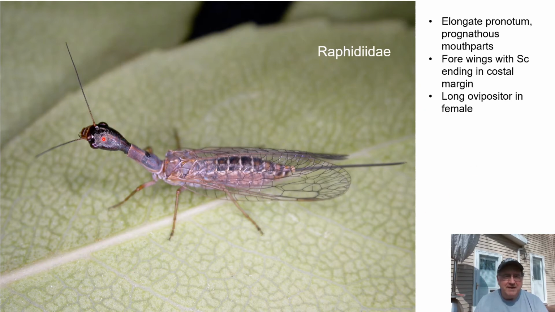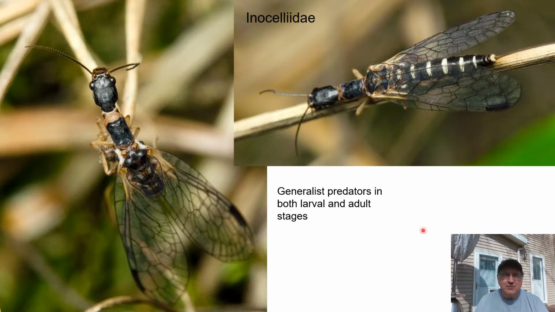The Raphidiidae are characterized by the adults having ocelli, but that is not true in the Inocelliidae, as the name implies. They have no ocelli, so that's basically the way you separate Inocelliids from Raphidiids. I'm not sure if you can see it here because it kind of blends into the background. It's the elongate ovipositor on this guy.